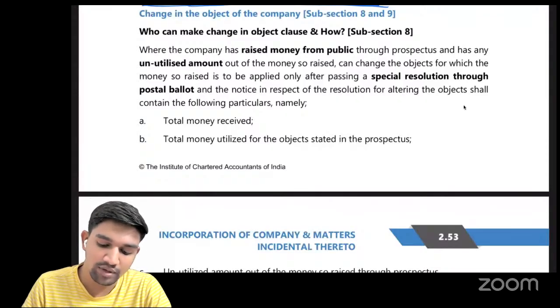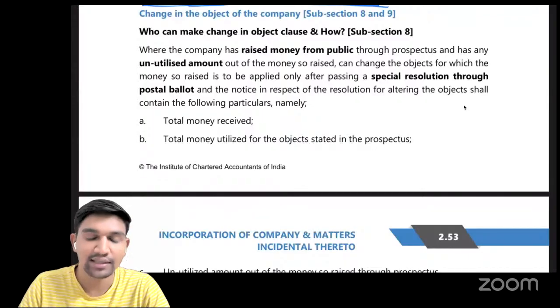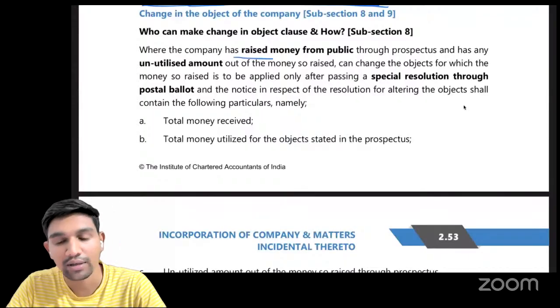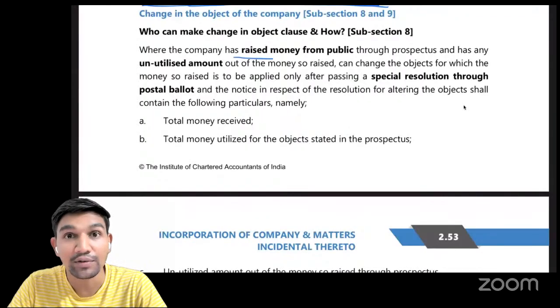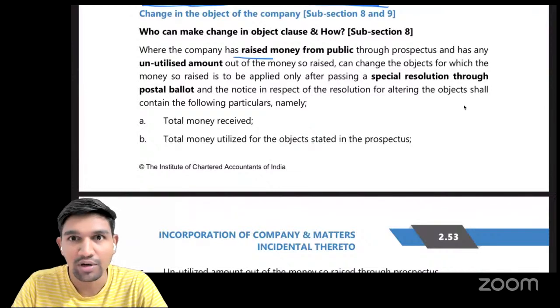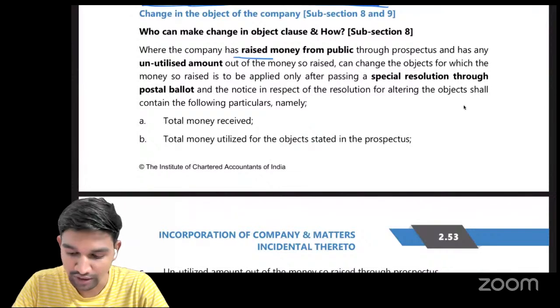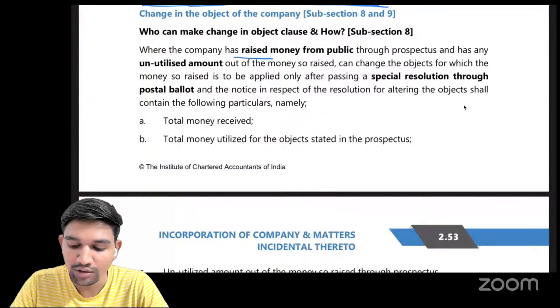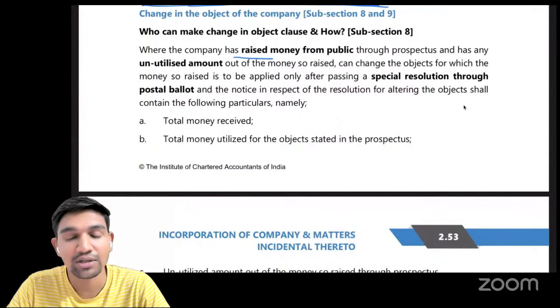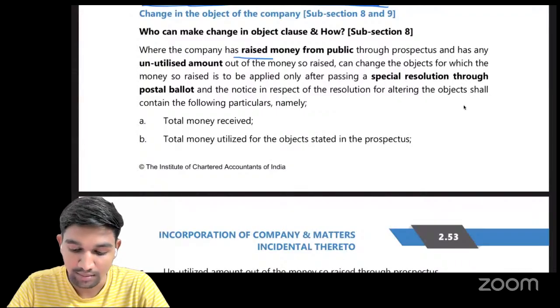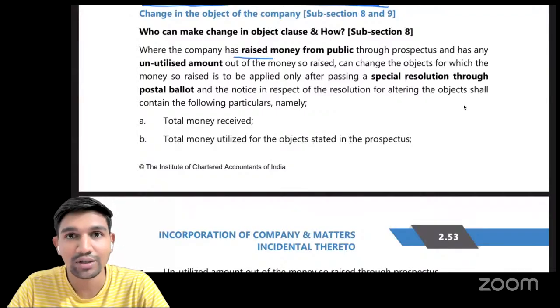What's the procedure? Where the company has raised money from the public through a prospectus in which they have mentioned that we want money from you for these objects. Now, if they want to change their objects, then they need the permission or approval of the public. But how would it be possible? How should it be done?